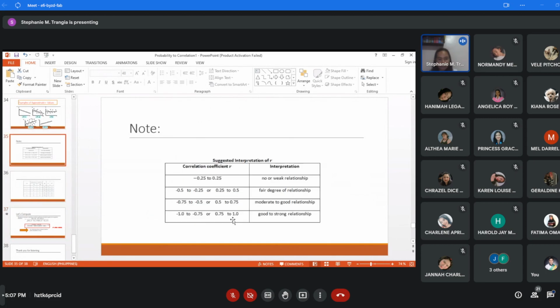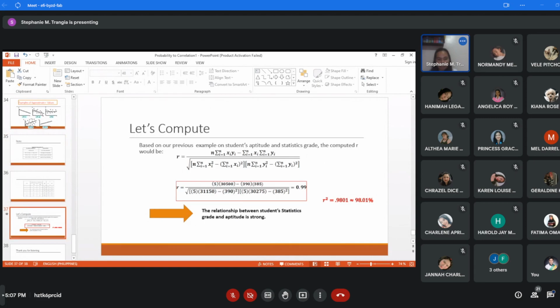Going back to the interpretation, R is good, a good to strong relationship, meaning there is a strong relationship between the aptitude test score and your statistics grade. Also, I added R squared, the sample coefficient of determination. It explains how much of the variation in Y is explained by X given different values of X, meaning around 98.01%. And that ends our lesson.